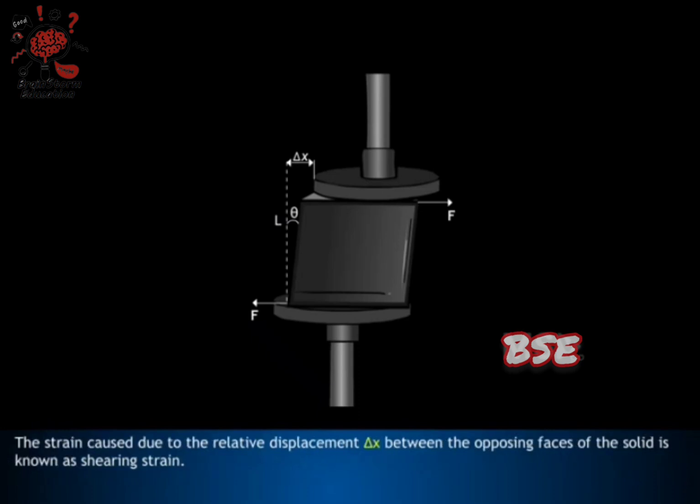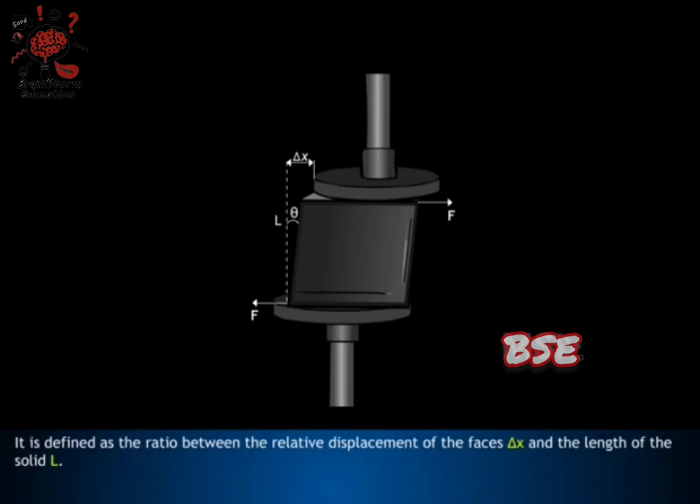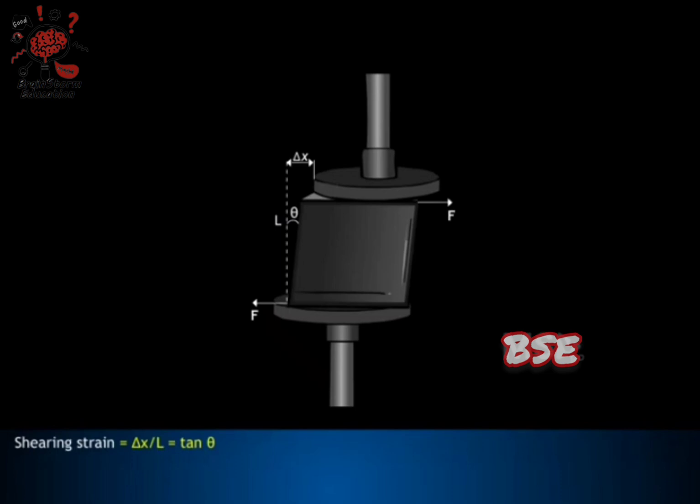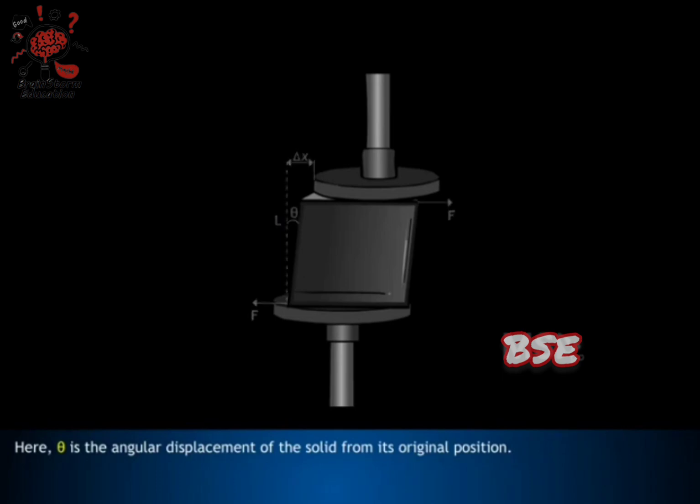The strain caused due to the relative displacement delta x between the opposing faces of the solid is known as shearing strain. It is defined as the ratio between the relative displacement of the faces, delta x, and the length of the solid, L. Shearing strain equals delta x by L, equals tan theta. Here, theta is the angular displacement of the solid from its original position.